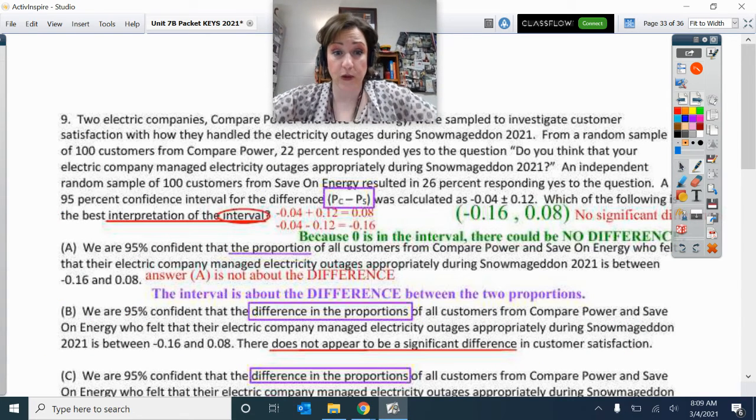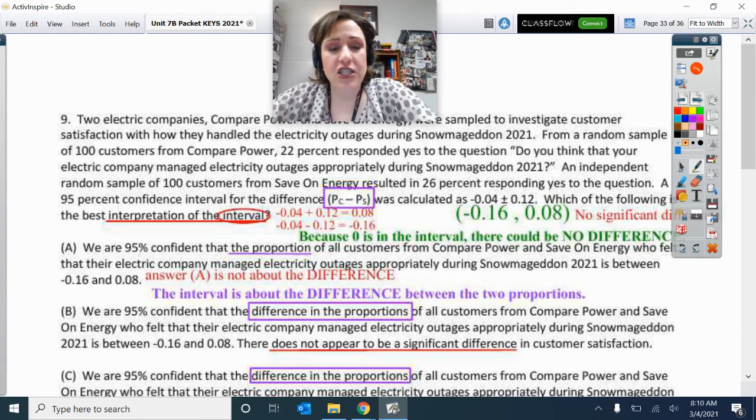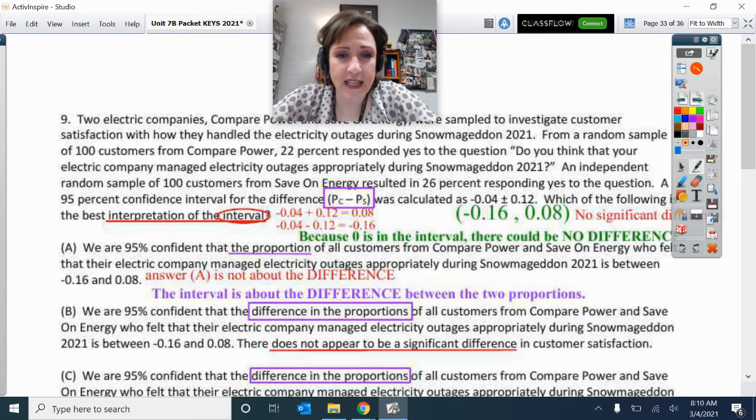Got the multiple choice questions. So here we have this situation comparing the satisfaction, investigating the satisfaction with the electricity outages. You can tell that I made this problem during that week of school that we were off for Snowmageddon 2021. Okay, so looky here, they tell us how they subtracted. They did the company compare power to the save on power. Okay, so they subtracted in that way.